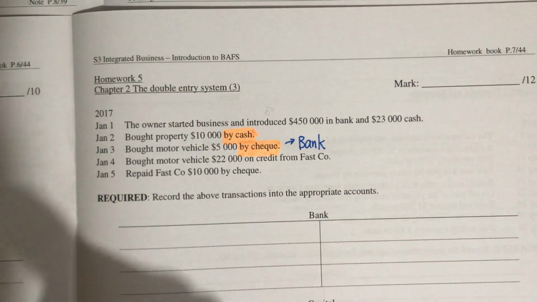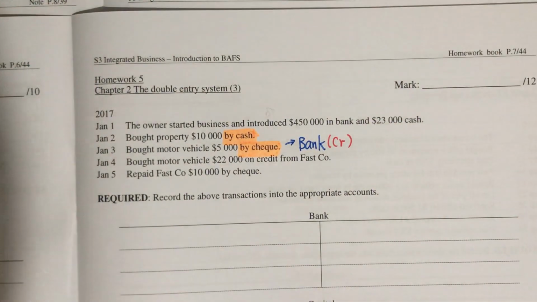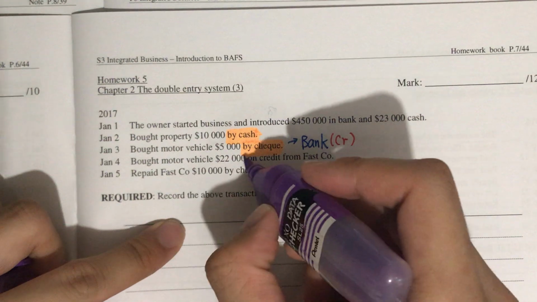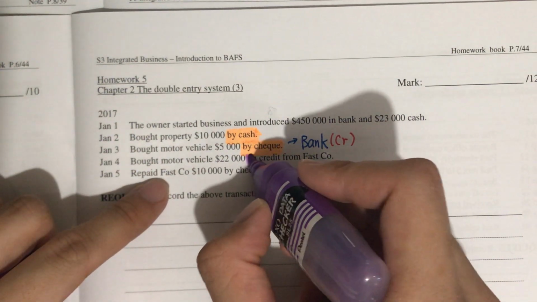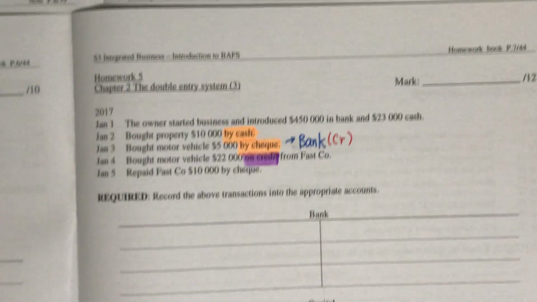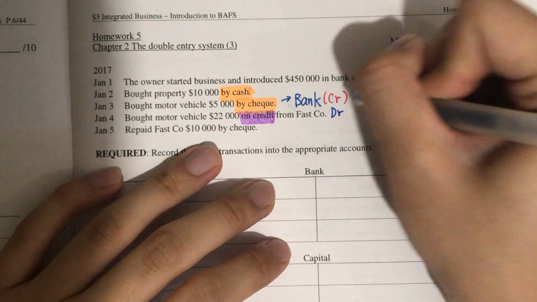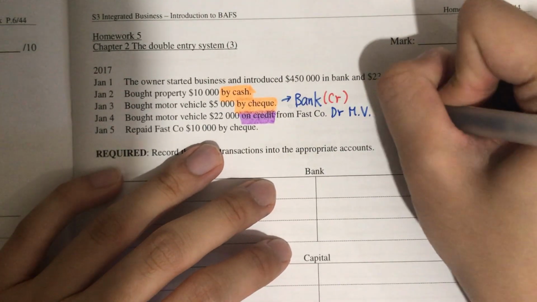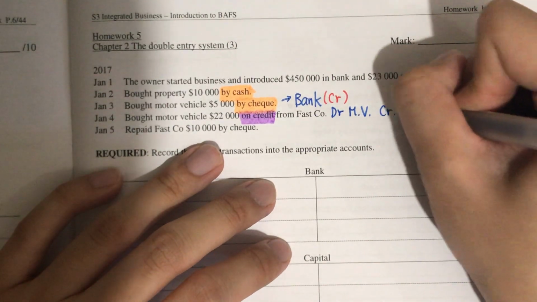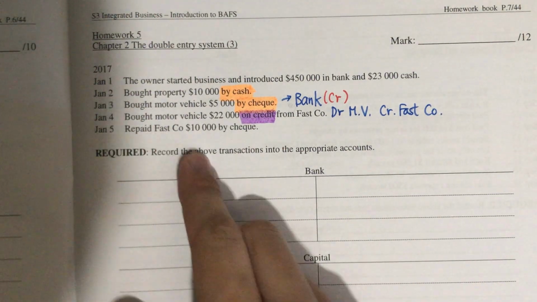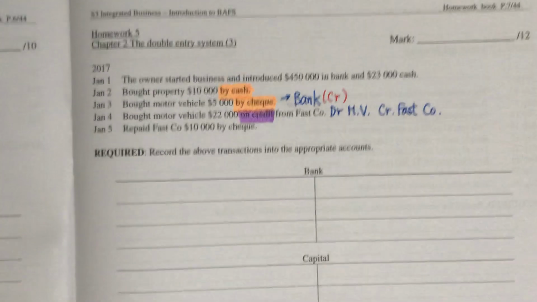Then you will know that we need to credit the bank account, okay. And for the fourth event, which is the new concept, we bought the motor vehicles on credit from Fast Company, okay. So you will see we have the liabilities for Fast Company here, and we bought it on credit, so we will know the entry should be to debit the motor vehicles account and credit the account payables, which has the name Fast Company, okay. And for the last one, we pay Fast Company $10,000 by check, okay. We repaid by check.